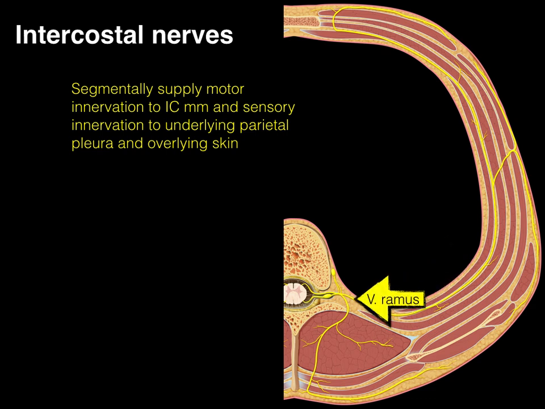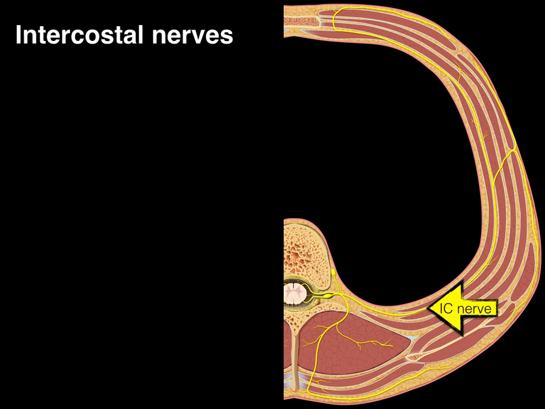And so now we have that ventral ramus, and the ventral ramus goes into the hypaxial muscles, into the body wall. So now if we follow that ventral ramus out laterally, when we get in between the internal and innermost intercostal muscles, it changes its name from ventral ramus to an intercostal nerve. It's like Prince and the artist formerly known as Prince. Same guy, two different names.